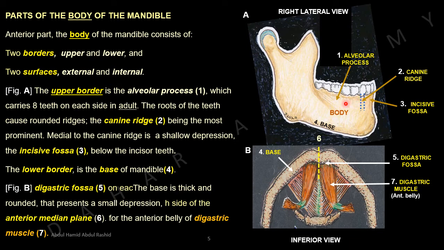The lower border is the base of the mandible, number 4. In figure B, we are seeing the lower border of the mandible. This is the base throughout here. It is thick and rounded. It presents a small depression called the digastric fossa, one on each side of the anterior median plane. This digastric fossa is a place where the anterior belly of the digastric muscle is attached.